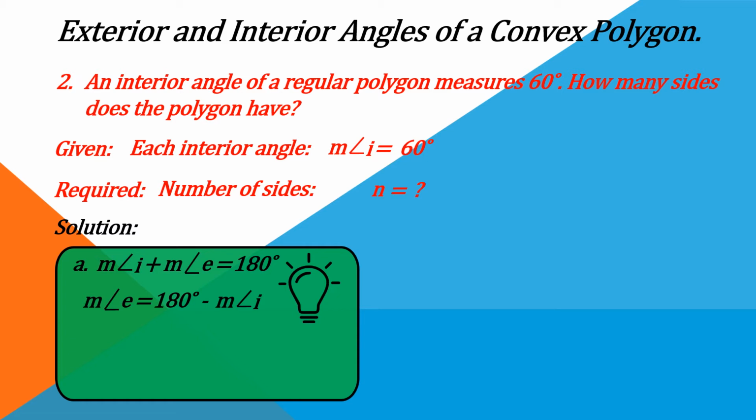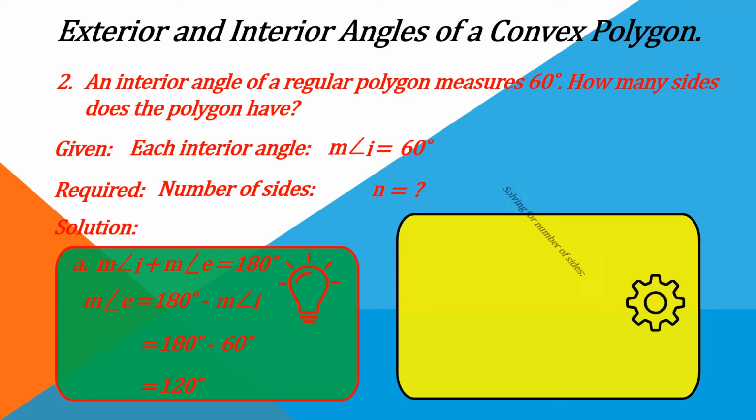We just subtract the measure of the interior angle from both sides of the equation, and we cancel the measure of the interior angle from the left side. The remaining terms in our equation are: the measure of the exterior angle is equal to 180 degrees minus the measure of the interior angle. Substitute the value of the interior angle, which is 60 degrees. Our exterior angle is 120 degrees.